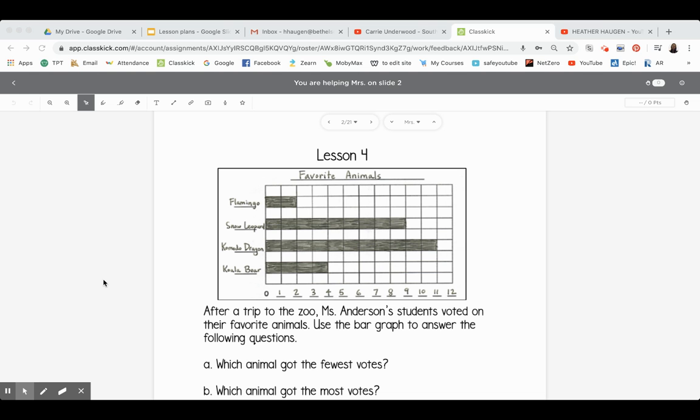Today we're going to do lesson 4, application problem. So make sure you have your white math packet in front of you.